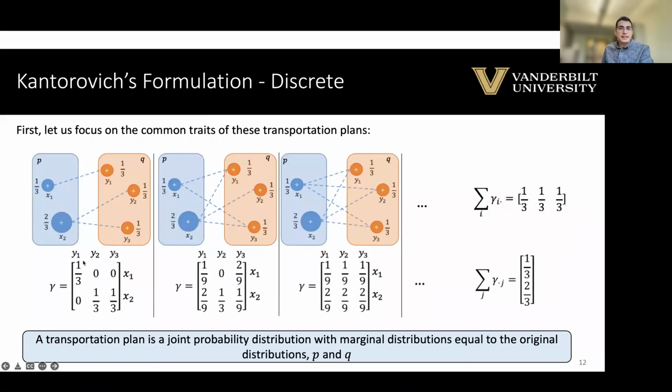Of course, we can immediately see that if we sum these transportation plans along the columns, we are going to get the distribution of our Q's, 1/3, 1/3, 1/3. And if we sum them along the rows, we are going to get the 1/3, 2/3, which is the distribution of our P. So we immediately see that the marginals of this transportation plan should be equal to the amount of mass in our source and target distributions. So we can think about the transportation plan as a joint probability distribution with marginals equal to P and Q. Okay.